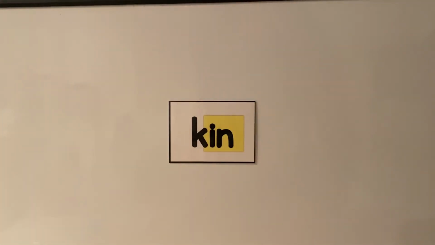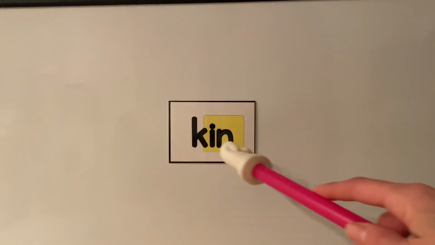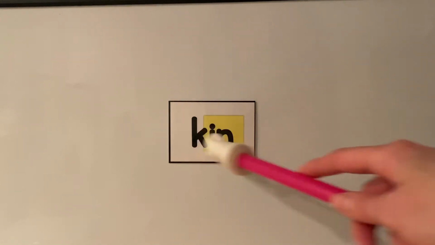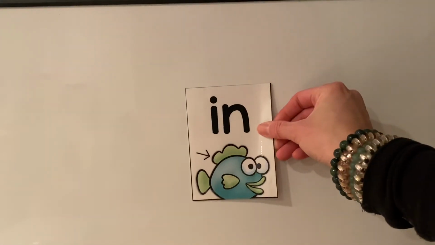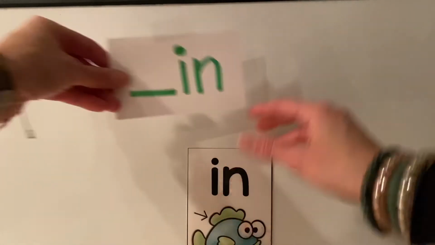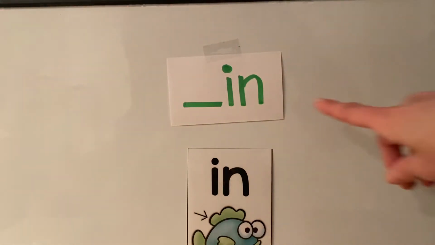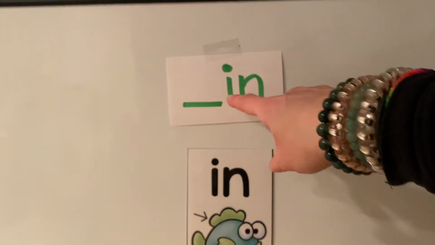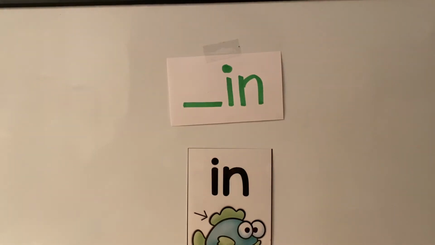Last word, my friends. K in kin. K in kin. Great job. We just learned about the in word family, and we know every word in the in word family ends in these two letters, I-N. Together, I-N make the sound in. Great job, everyone.